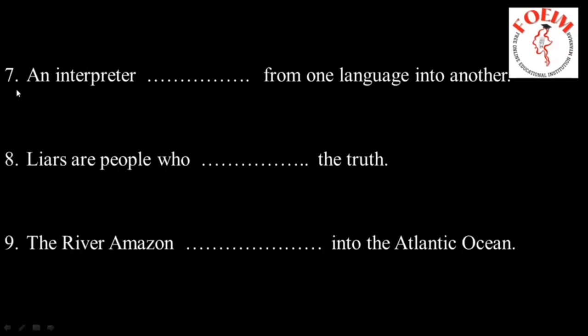Okay, the next one. An interpreter blank from one language into another. An interpreter is like a translator, so the answer is translate. Number 8. Liars are people who blank the truth. The answer is don't tell. The next one, 9: the river Amazon blank into the Atlantic Ocean.